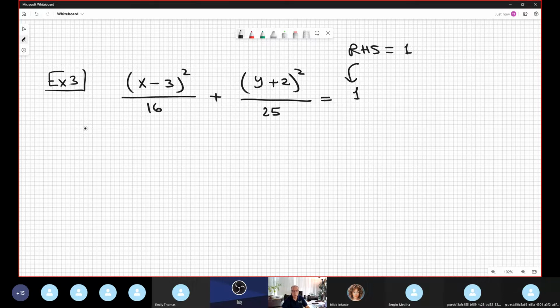Okay, entonces I see something weird because I see 3, -3, and +2. Entonces, where is located the center of this ellipse? At what point is it located? H, comma, K.